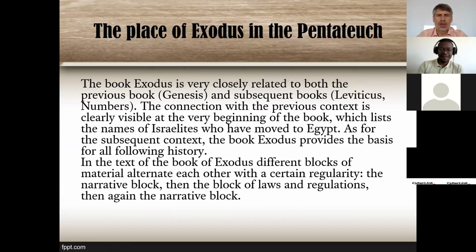Okay. And do you remember we already mentioned that the book of Exodus is very closely related to both the previous book, Genesis, and subsequent books, Leviticus and Numbers. The connection with the previous context is clearly visible at the very beginning of the book, which lists the names of Israelites who have moved to Egypt. As for the subsequent context, the book of Exodus provides the basis for all following history. In the text of the book of Exodus, different blocks of material alternate with a certain regularity: the narrative block and the block of laws and regulations, and then again the narrative block.